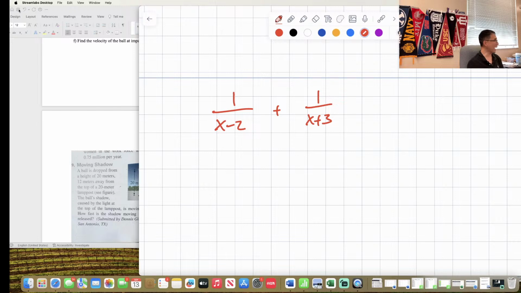So how do I add those two together? Do they have the same denominator? They do not. So what are you supposed to do? You have to multiply to make the same denominator. What's the LCD here? X minus 2, x plus 3, right?